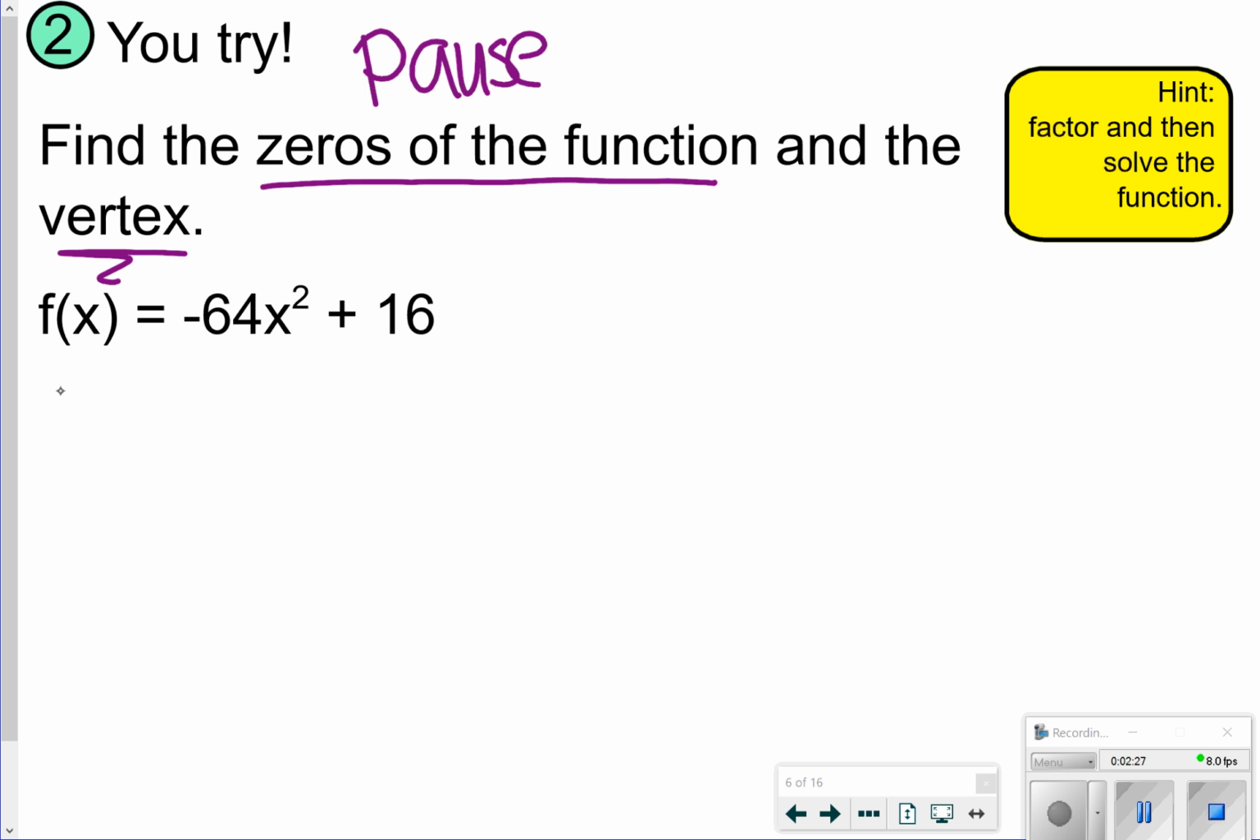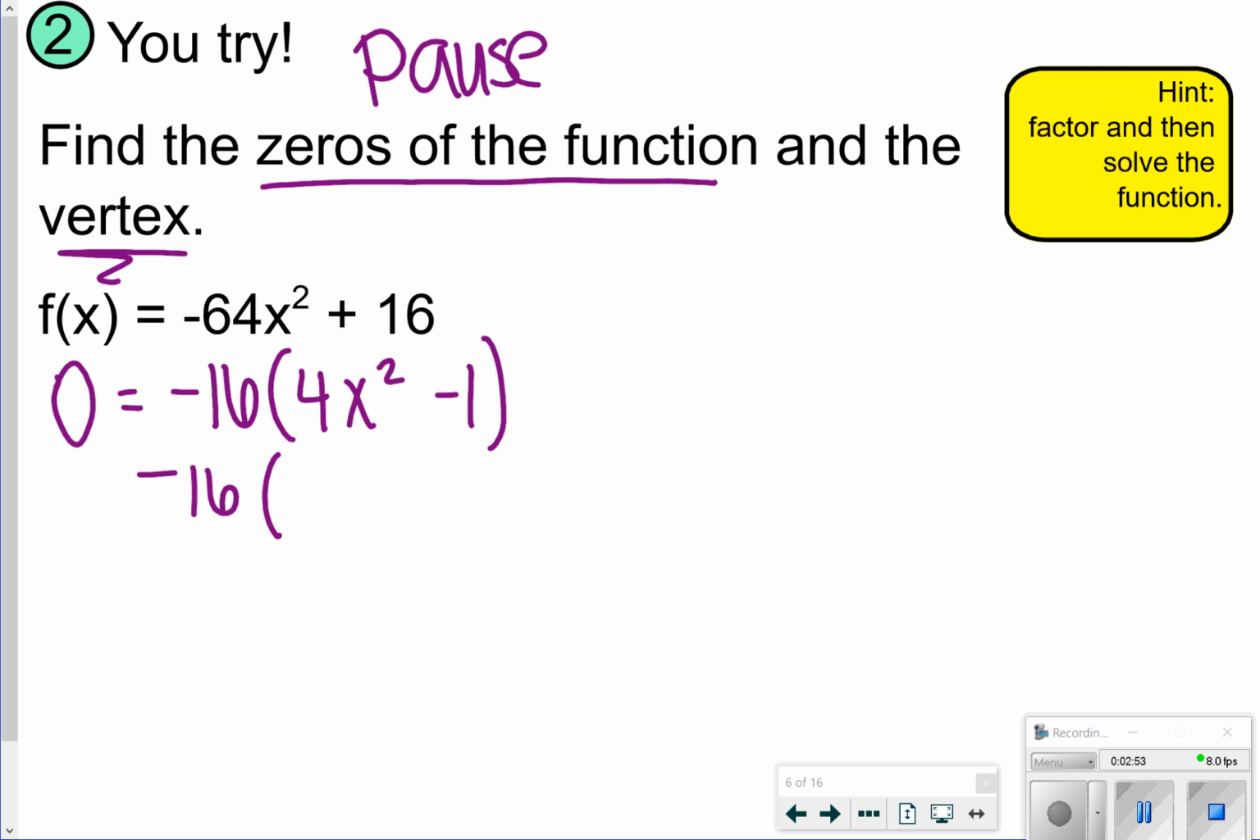Alright, so for this one, we're going to set the function equal to 0. And the first thing I'm going to do is factor out a greatest common factor. I'm going to factor out a negative 16. The reason why I'm going to factor out negative 16 is because I want my first number, a, to be positive. So I'm going to get 4x squared minus 1. Once I've got that, then I can see that this is a binomial, a difference of two squares. So once again, that'll be 2x minus 1 and 2x plus 1. And then I would set both of those equal to 0.